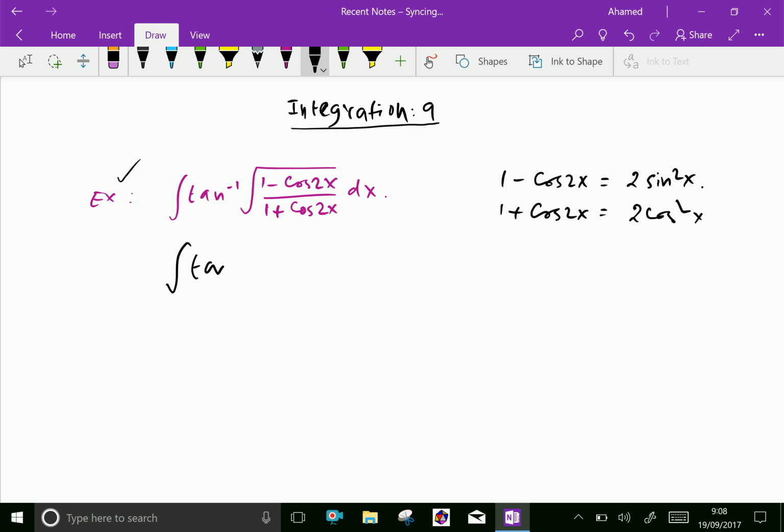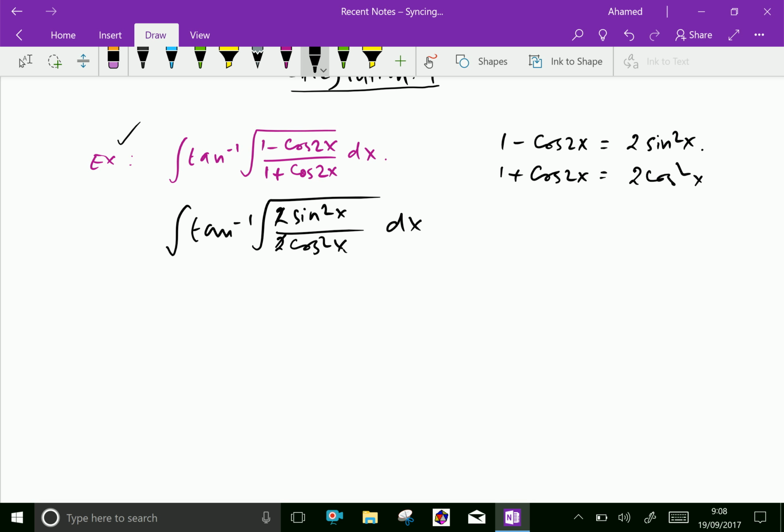Tan inverse square root of, instead of 1 minus cos 2x, we can write 2 sine squared x over 1 plus cos 2x, which is 2 cos squared x, dx. Now 2 and 2 cancel. Tan inverse square root of sine squared x by cos squared x, which is tan squared x, into dx.